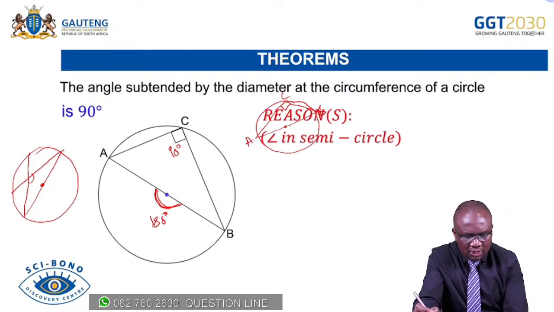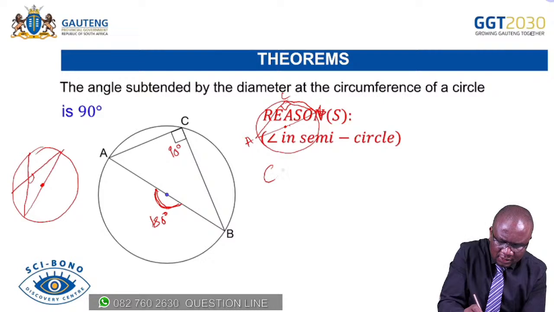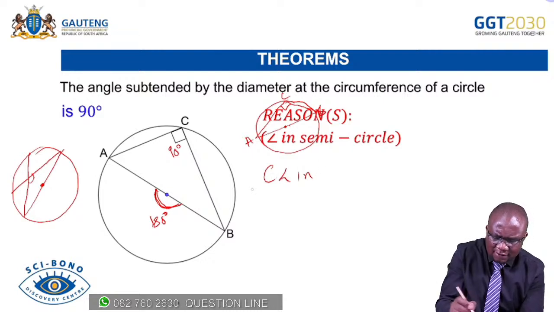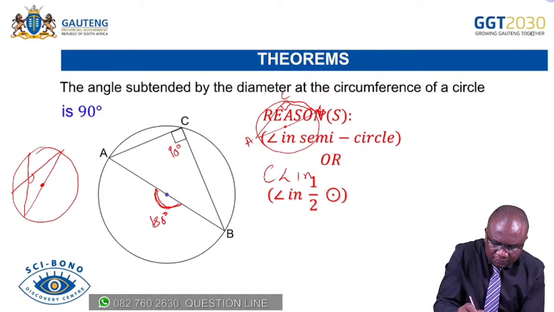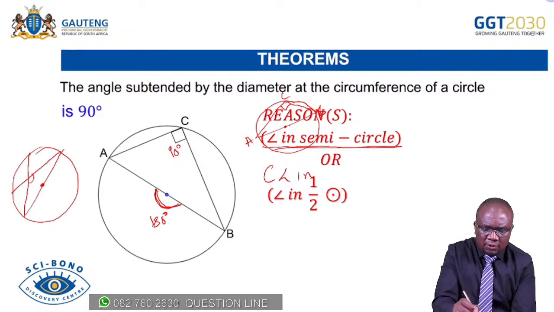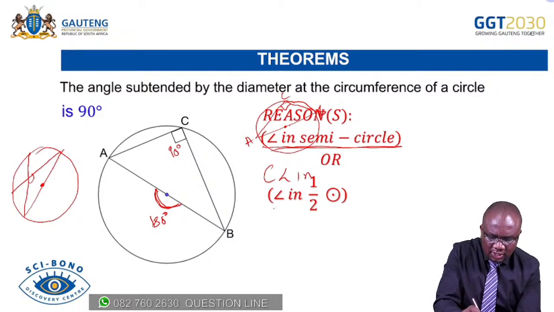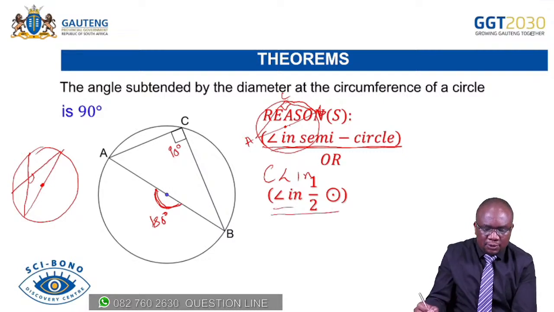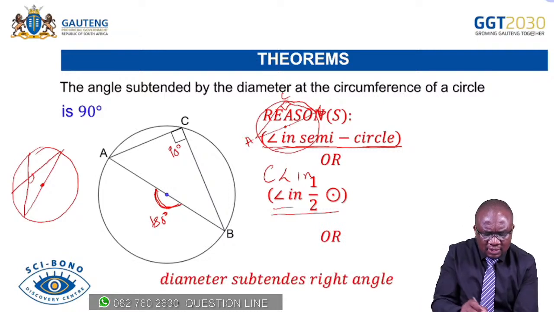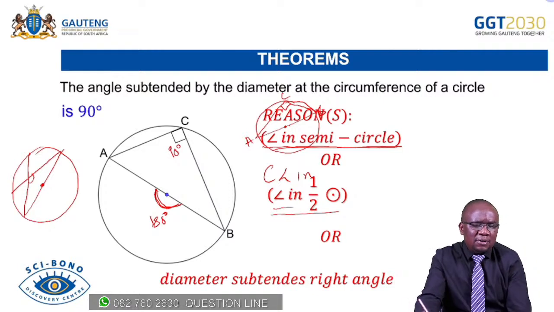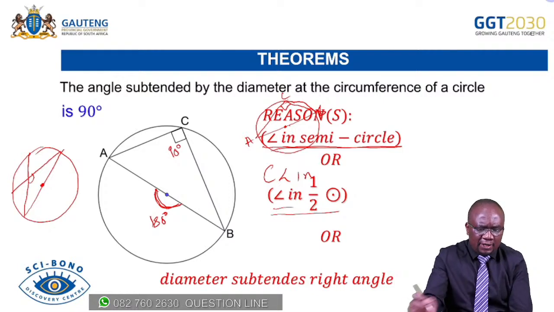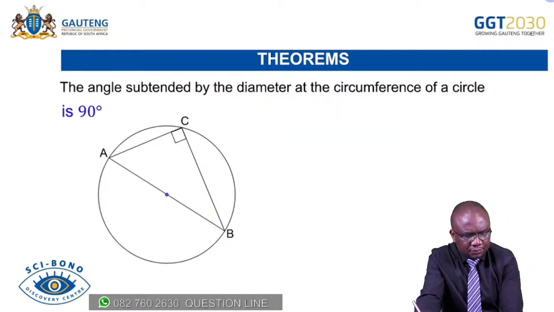So reason here, we say angle, let me write it here. Angle in, oh, I have a lot of them. I'll end up messing up everything. So this one, you say angle in the same circle. This one is the most popular one. Angle in the same circle, or angle in half a circle, or you can say diameter subtends right angle. So any of those reasons, they are okay. Okay? Right. Now, let's move on.